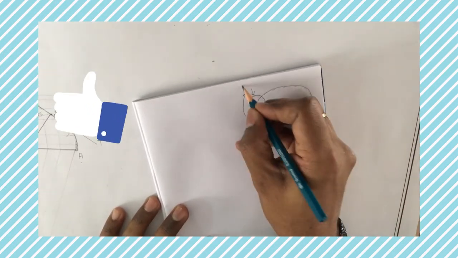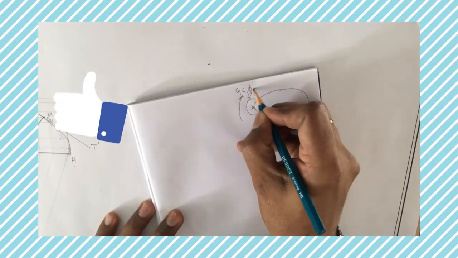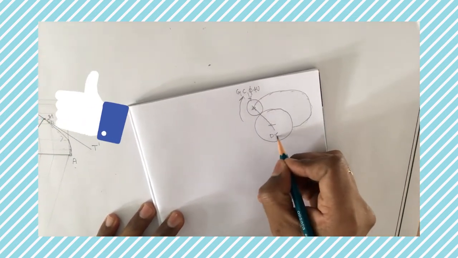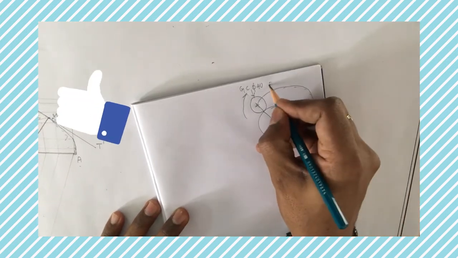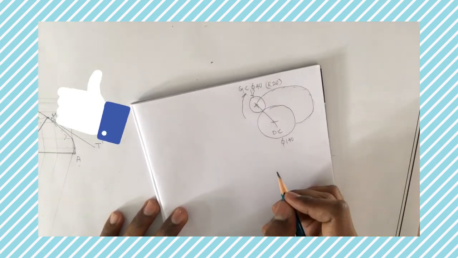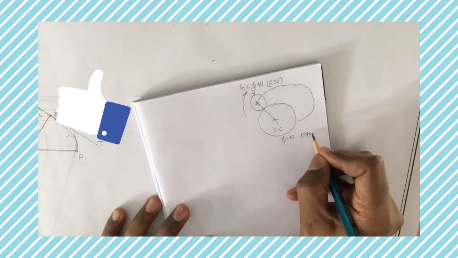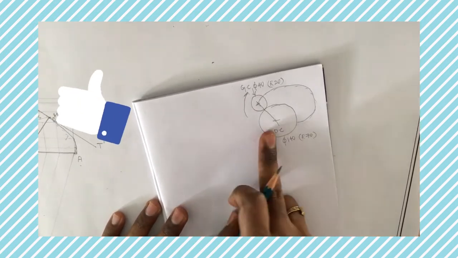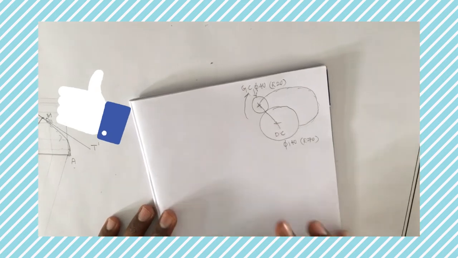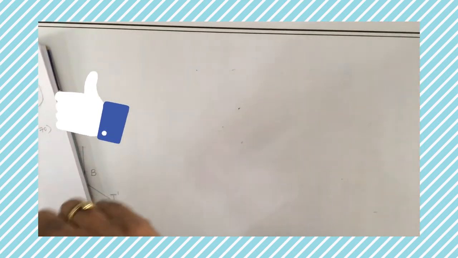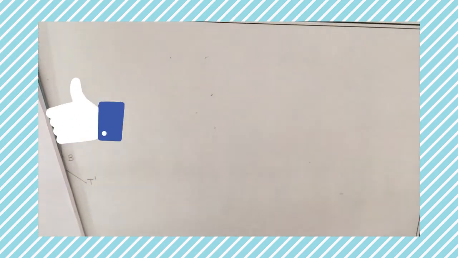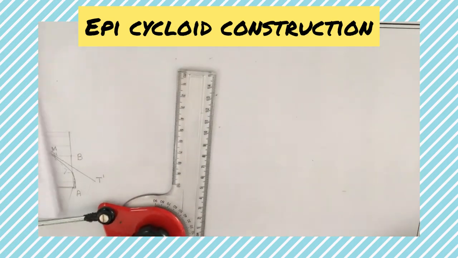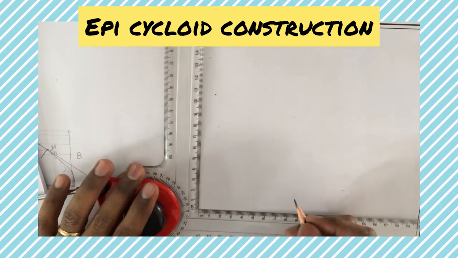This is the generating circle, whose diameter is given as 40, and this is the directing circle, whose diameter is given as 140. So, with radius 20, we need to draw the generating circle, and with radius 70, we are supposed to draw the directing circle. I am going to explain using the instruments. Before that, make sure you fix your drafter as well as the scales and all the instruments so you can work very fast. So, I am going to trace this curve.